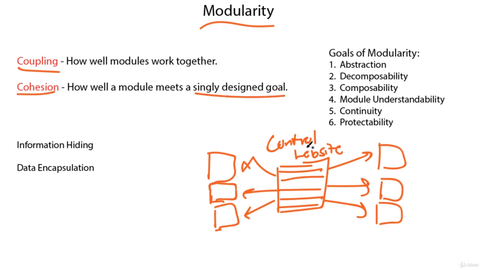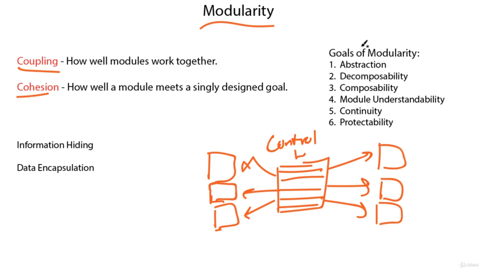So with modularity, we're trying to get those two aspects. We're trying to get them both as optimal as possible. We're trying to make it very independent and then very singularly designed. So, the goals of modularity. If you look up the goals, there are going to be different sets for any people who talk about this. However, this is a set that I like to go off of.